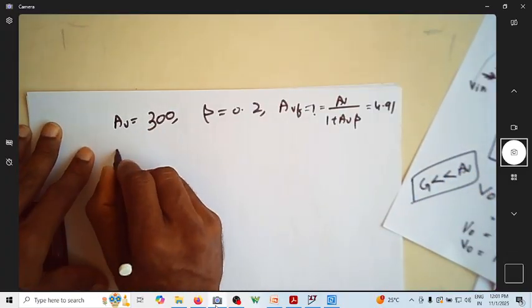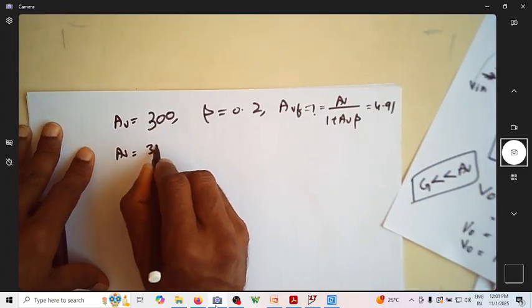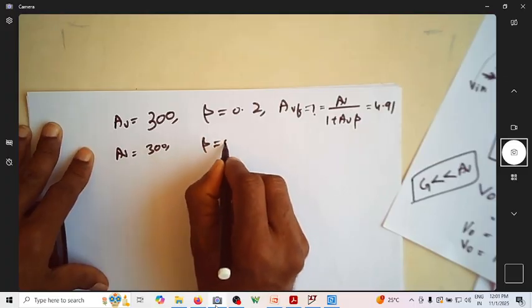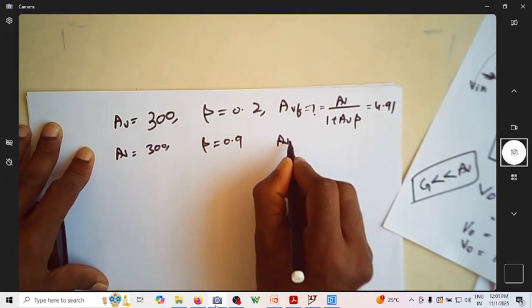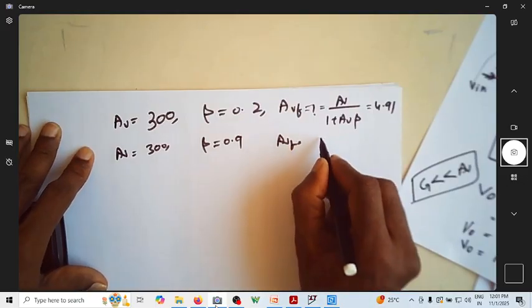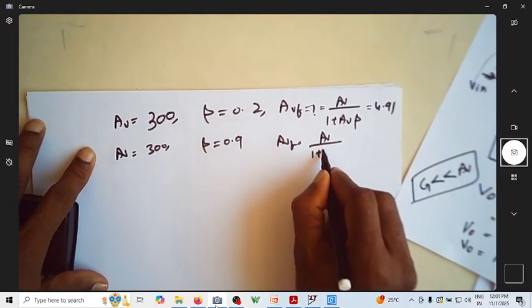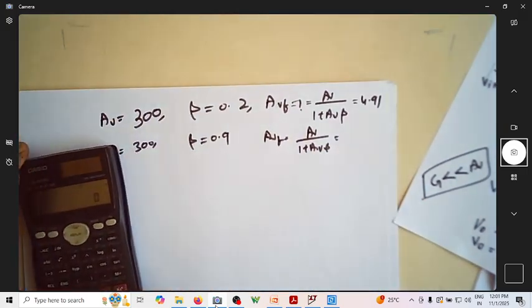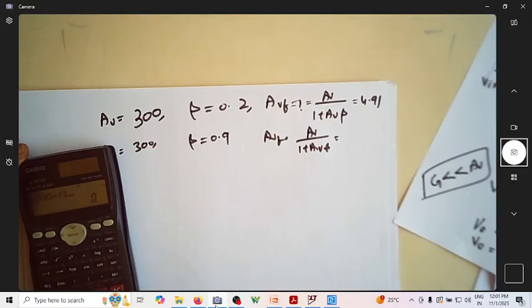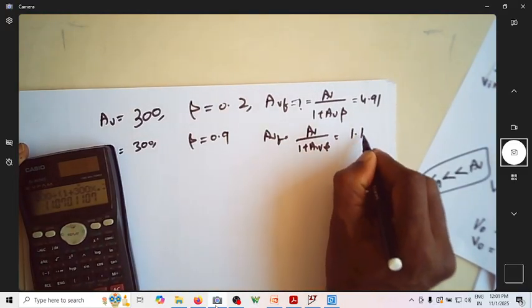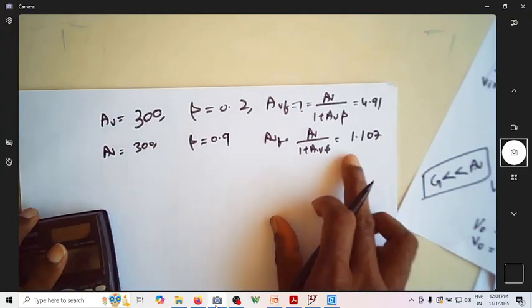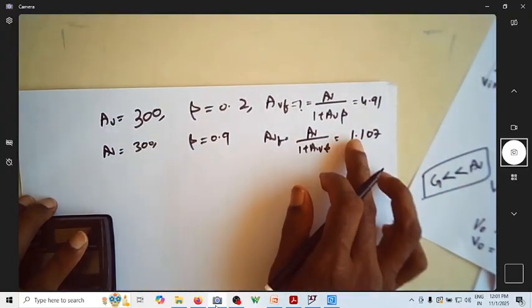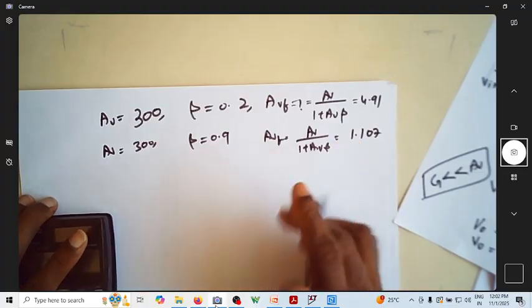Again take the same AV equal to 300. Let us take beta equal to 0.9 and find AVF. Is it not again AV by 1 plus AV beta, which is 300 divided by 1 plus 300 into 0.9? Can you see it is 1.107? The gain is almost closing to 1 now.